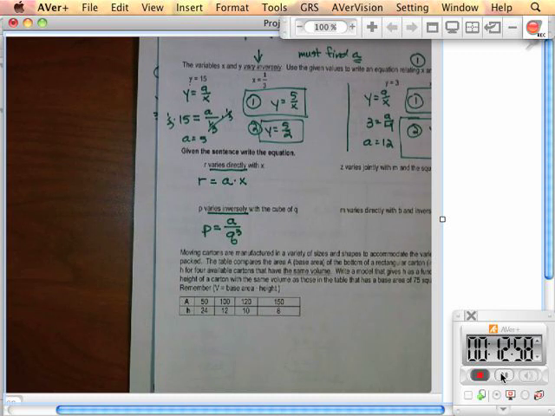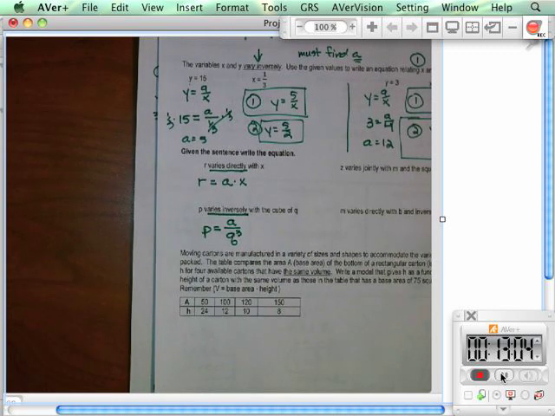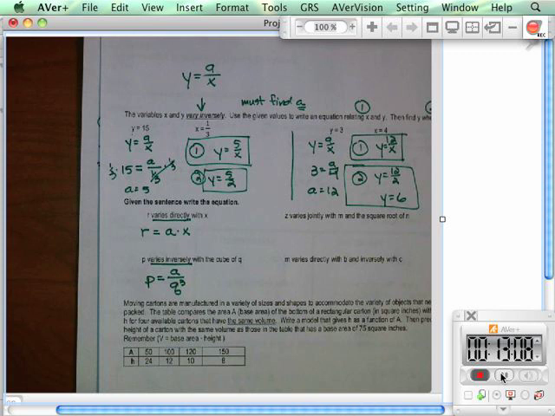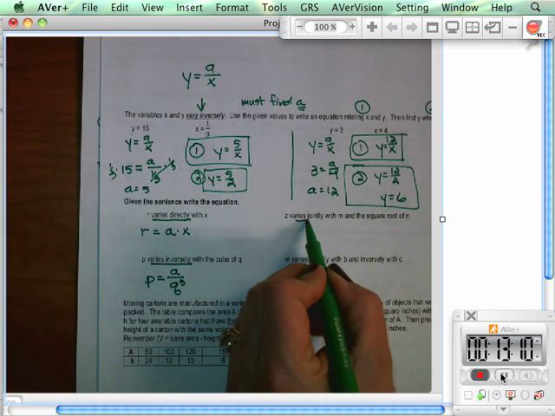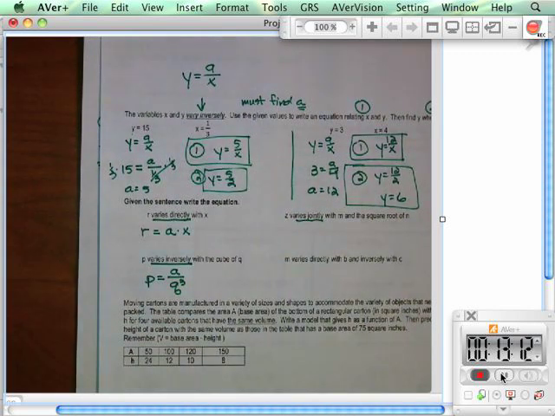P varies inversely with the cube of Q. P depends on Q. It's inverse. I set it up as an inverse with P equals whatever. Got it? Okay. Z varies jointly, oh, there's a little jointly one, with M and the square root of N.